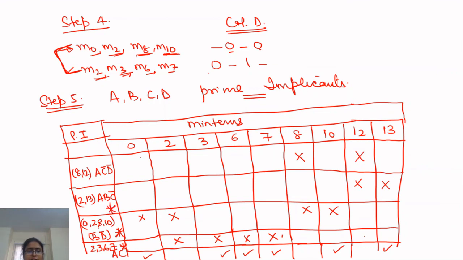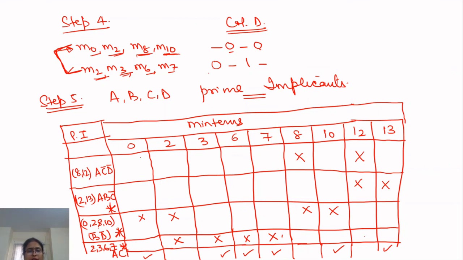So these three terms A, B, C bar, B bar D bar and A bar C, these are the essential prime implicants, and these are the minimized terms or the minimized minterms which are contributing to the result, and this is your final answer.